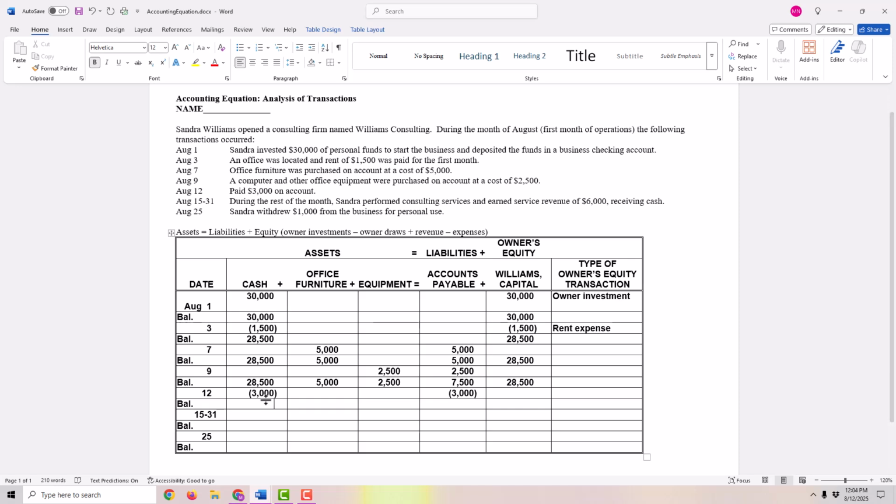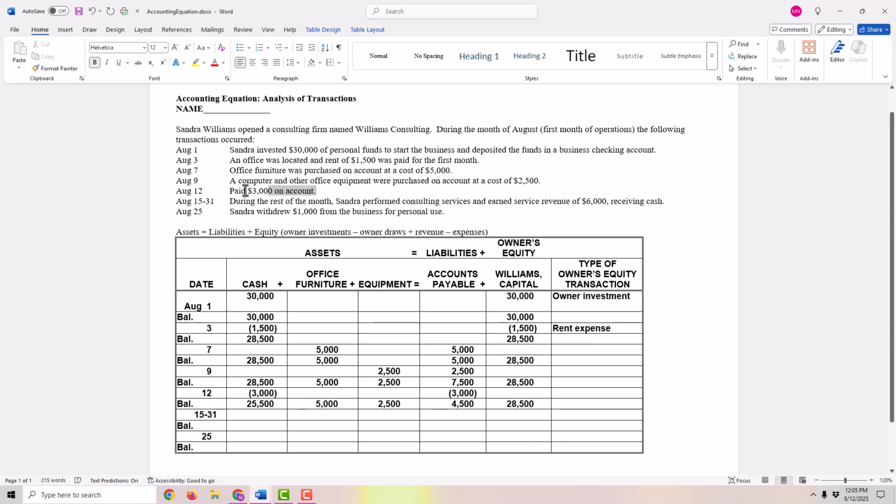And then now I'm going to look at the balances after that. For cash, if I take 28,500 minus 3,000, that gives me 25,500. Nothing changed with furniture, so I'm going to just bring that balance down. Nothing changed with equipment, so I'm just going to bring that balance down. For accounts payable, they owed 7,500. They paid towards that. They paid 3,000. So now the balance over here is 4,500. And then of course, capital hasn't changed.